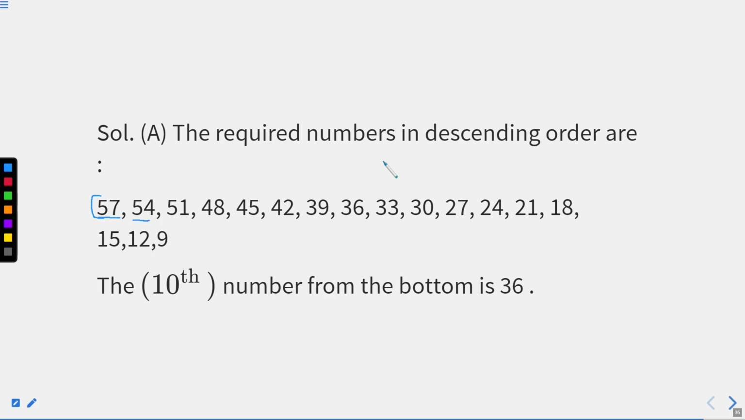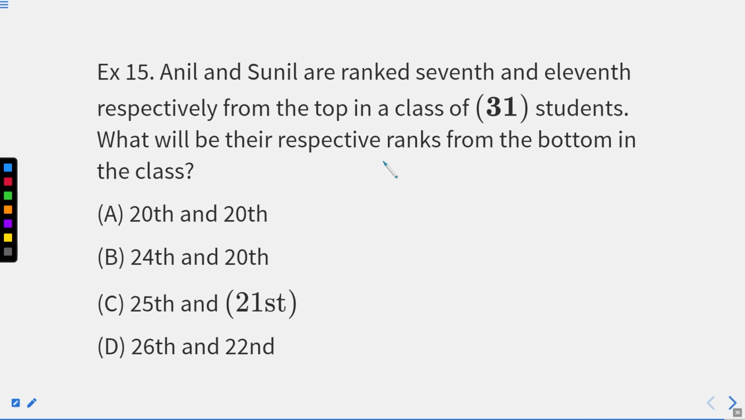Now we'll move to the next question. And this question is again a marking question where you have to mark the important things. A language based question, right? So what does the question say? Anil and Sunil are ranked 7th and 11th respectively from the top in a class of 31 students. What will be their respective rank from the bottom?